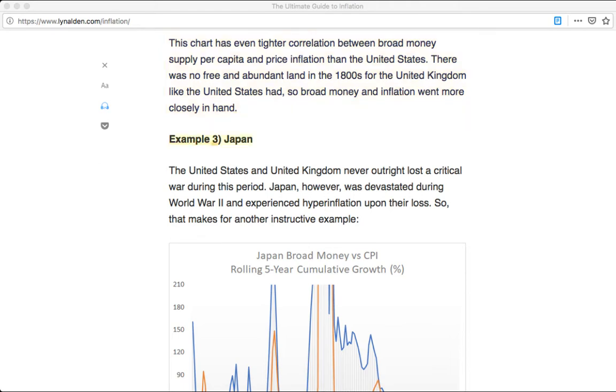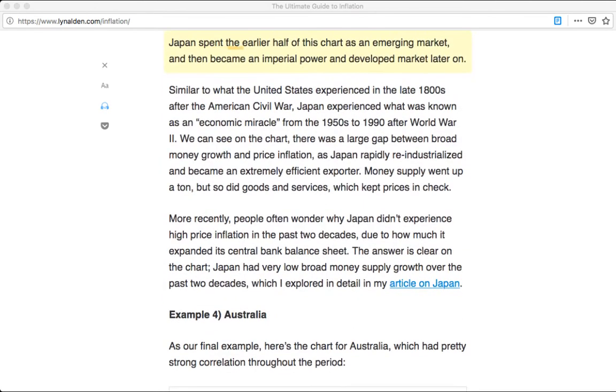Example 3. Japan. The United States and United Kingdom never outright lost a critical war during this period. Japan, however, was devastated during World War II and experienced hyperinflation upon their loss. So, that makes for another instructive example. Japan spent the earlier half of this chart as an emerging market, and then became an imperial power and developed market later on, similar to what the United States experienced in the late 1800s.